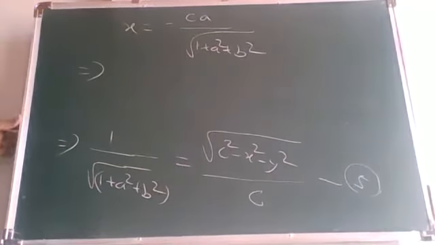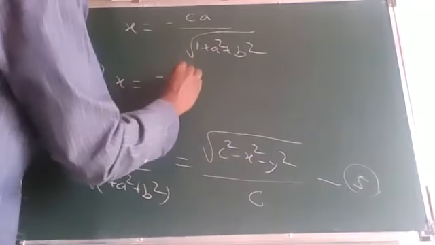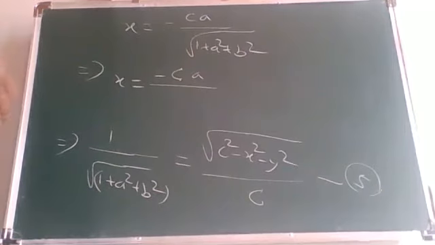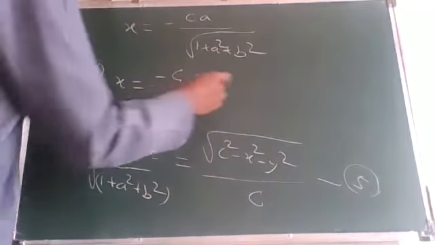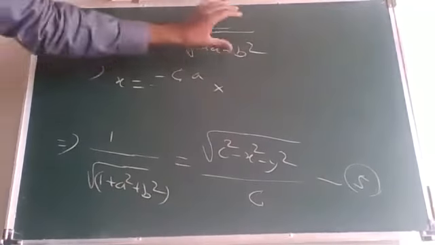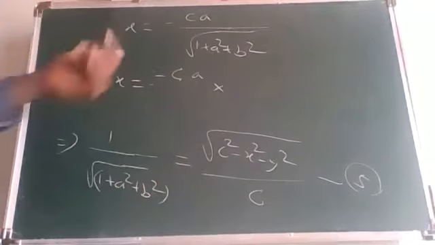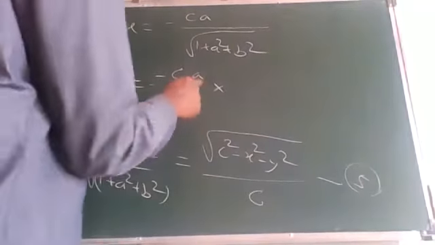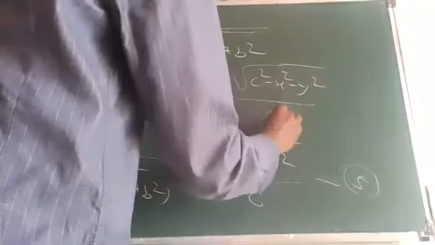This equation becomes, or equation 2 becomes, x is equal to minus capital C into A divided by square root of this. How to replace this? Tell me by using this. Otherwise, of the multiplication, 1 divided by this. Is it right? Capital C A into 1 divided by the square root of 1 plus a square plus b square, and substitute the value for that by using equation number 5. And that value is square root of c square minus x square minus y square divided by capital C.